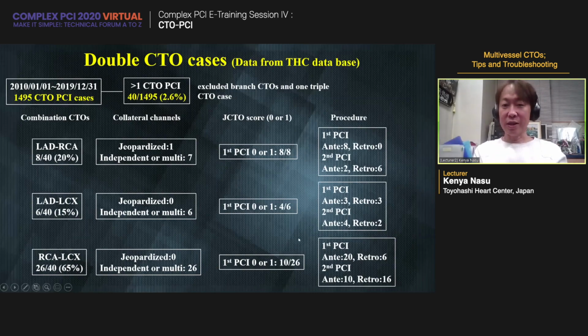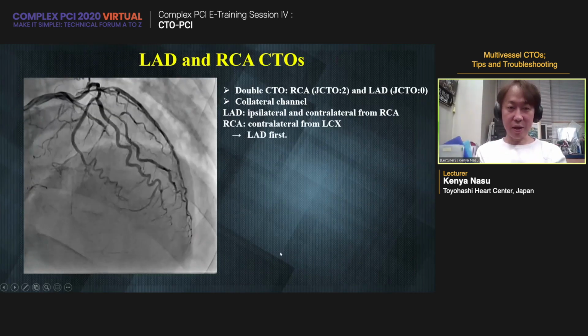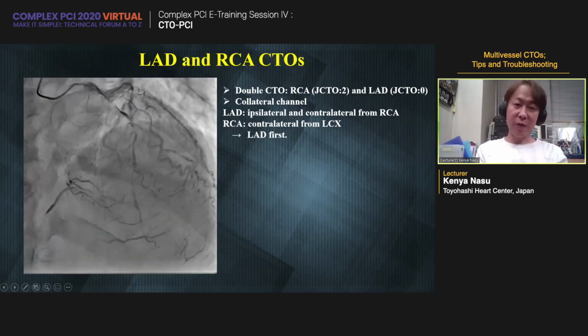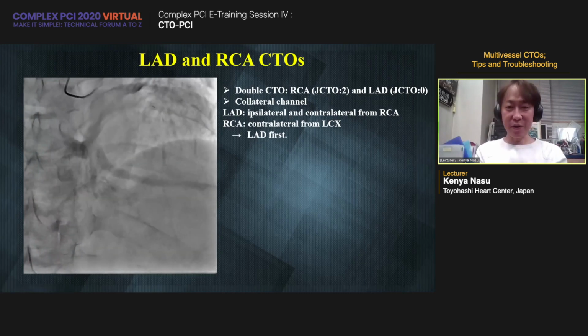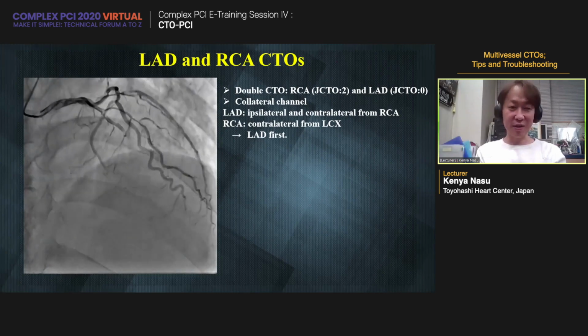Now, I also checked the procedure. In the first attempt, in almost all cases, we recognized the antegrade approach. In some cases I use retrograde, but mainly we use the antegrade approach for the first CTO interventions. So I will show several cases. This case is an LAD and RCA CTO. I think this is a typical indication in daily practice for double CTO patients.